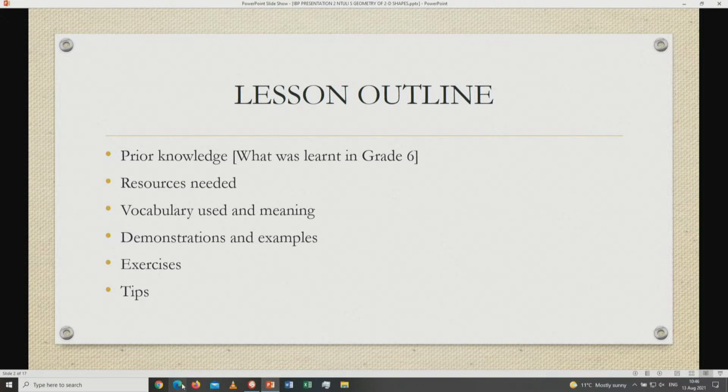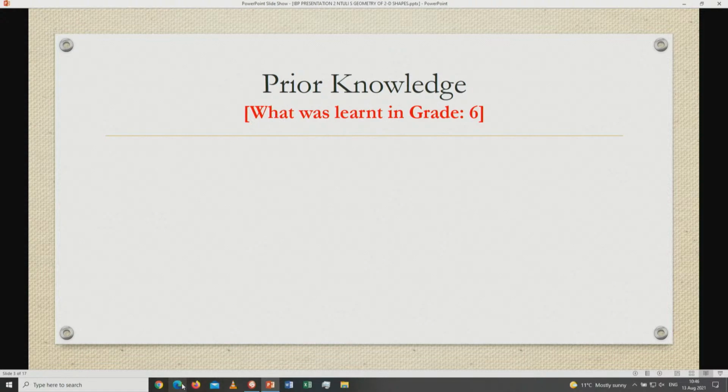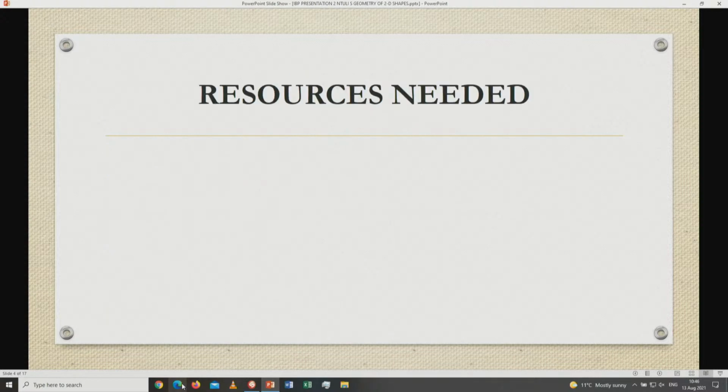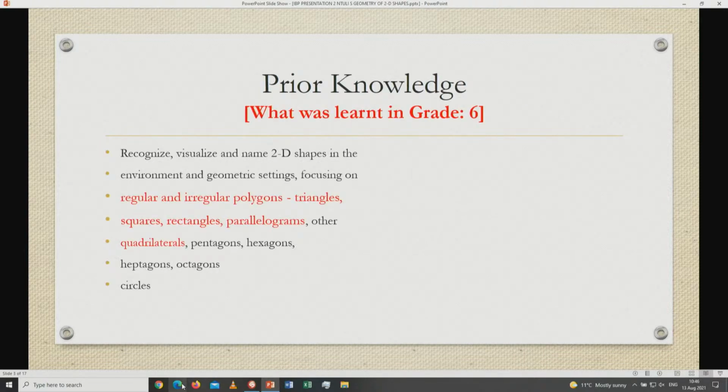Okay, guys. Now let us do the first bullet according to my lesson outline, which is prior knowledge. What was learned in grade 6? In grade 6, you did recognize, visualize, and name 2D shapes in the environment and geometric settings, focusing on regular and irregular polygons, triangles, squares, rectangles, parallelograms, other quadrilaterals, pentagons, hexagons, heptagons, octagons, and circles. So these are parts that we have already covered since grade 6.